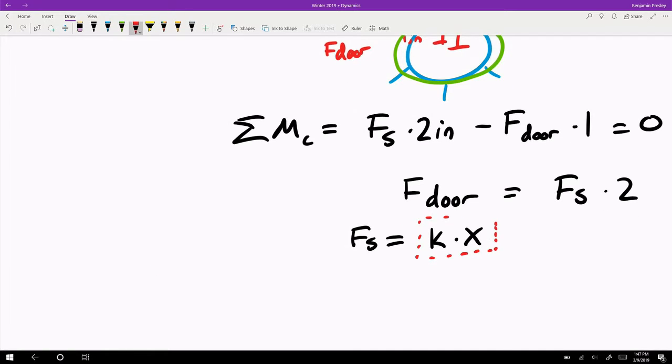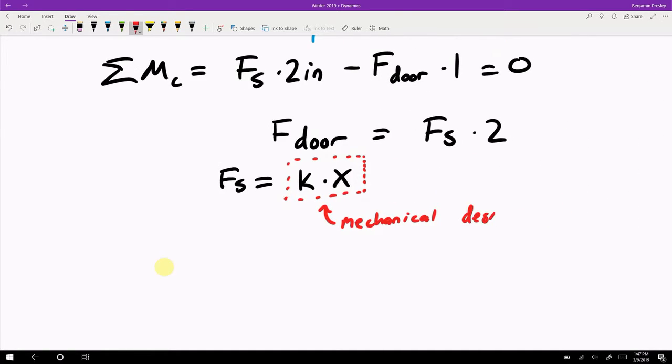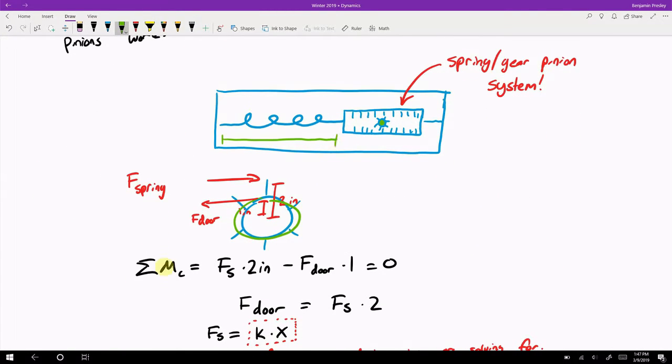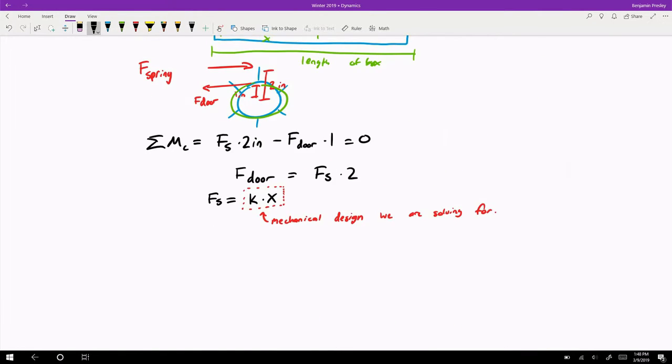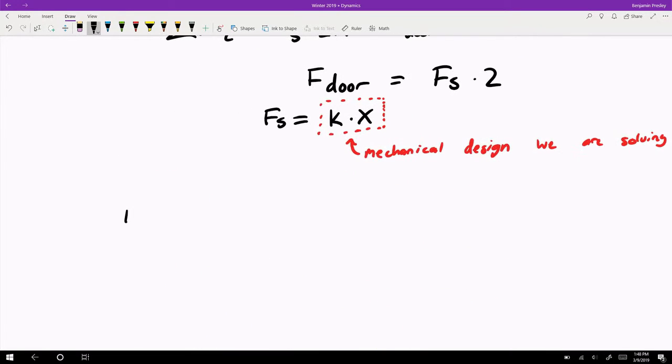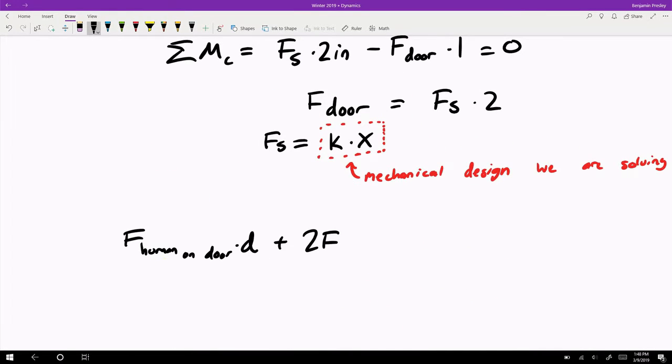And the distance it travels is limited to how big the box is. So this is why I'm calling this part the mechanical design, because we care about the length of the spring, the length of the box, as well as the force that's going to be exerted by the human on the door. So now I'm going to solve our equation.